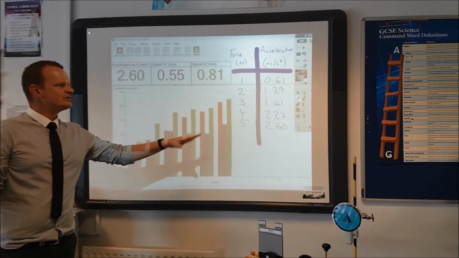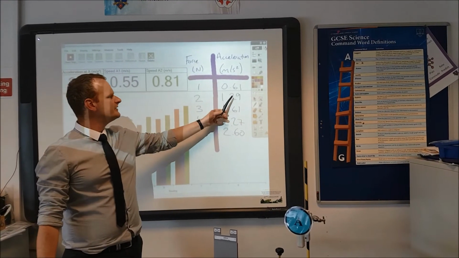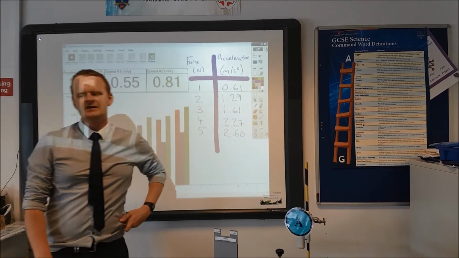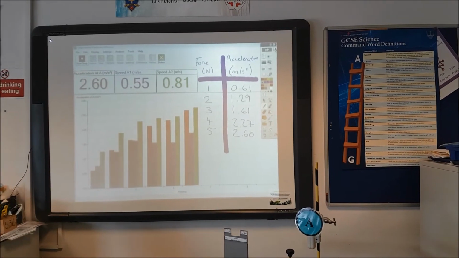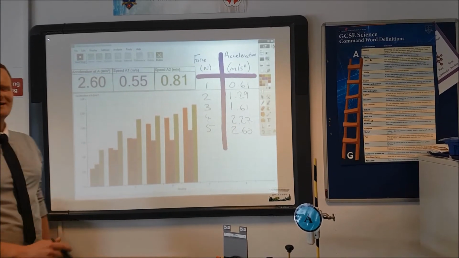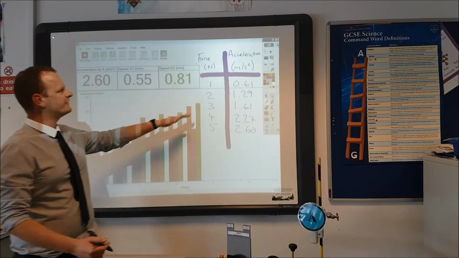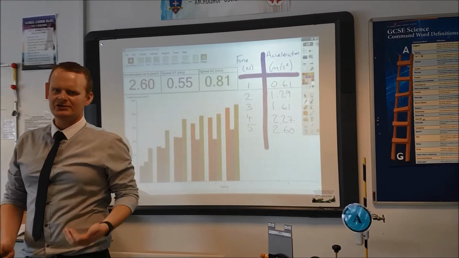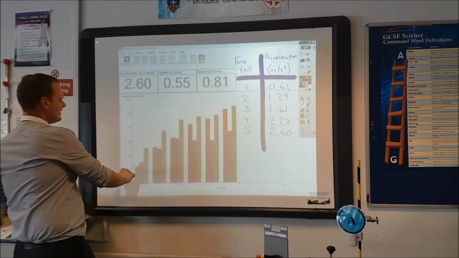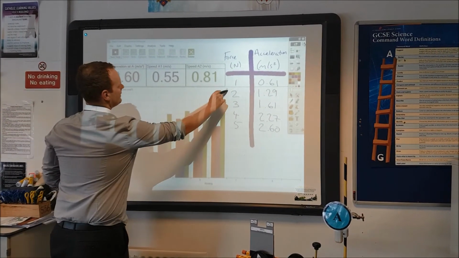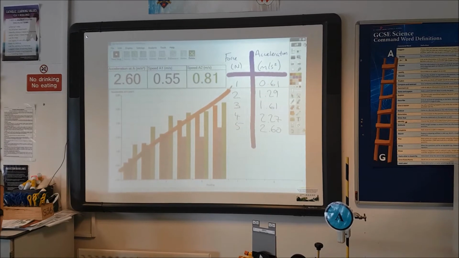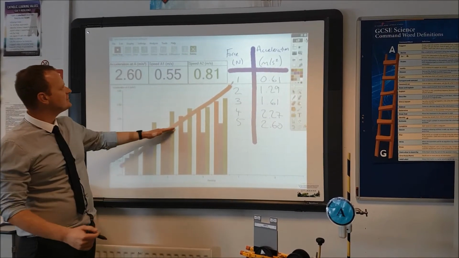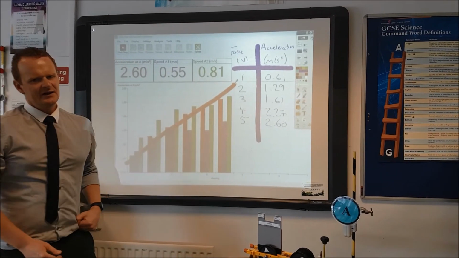So there's our results. As you can see, as the force increases, the acceleration increases. But this is a special type of increase. It's a directly proportional increase. If we could do 0 newtons, we'd obviously see 0 acceleration. And what we know as a directly proportional line is a straight line that goes through 0. And we can see the acceleration does show this roughly.